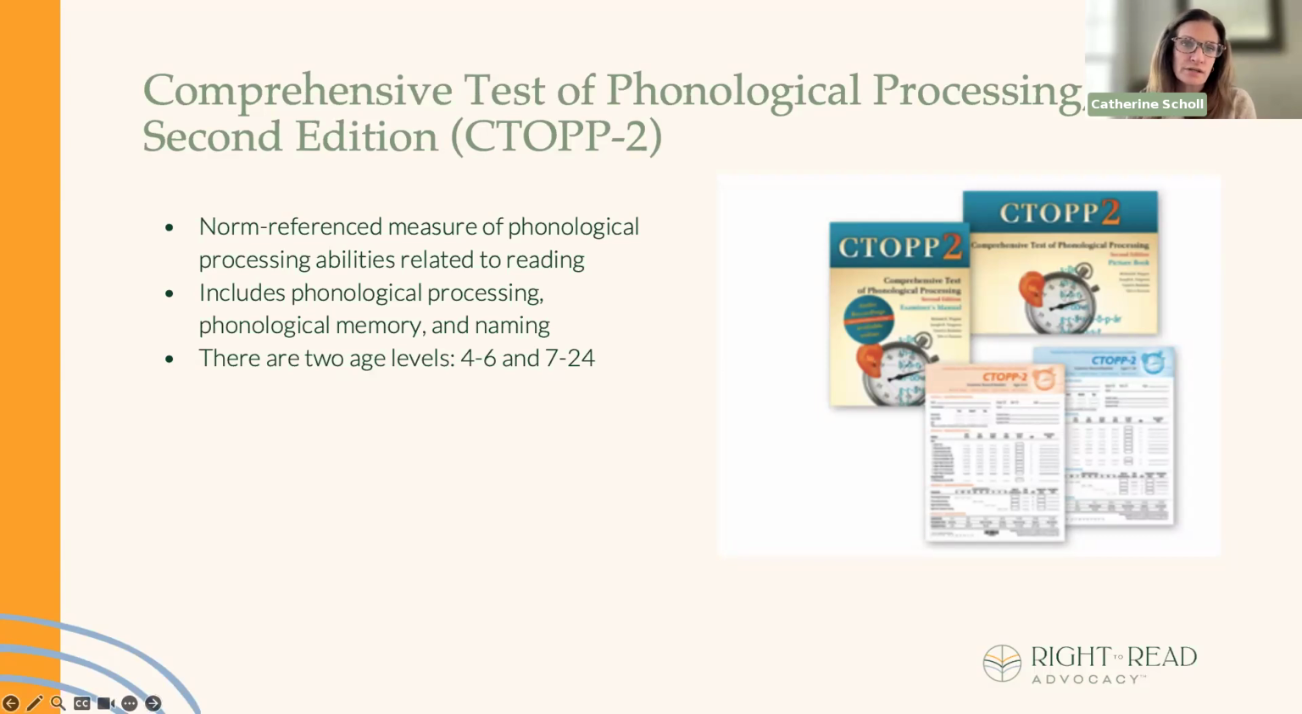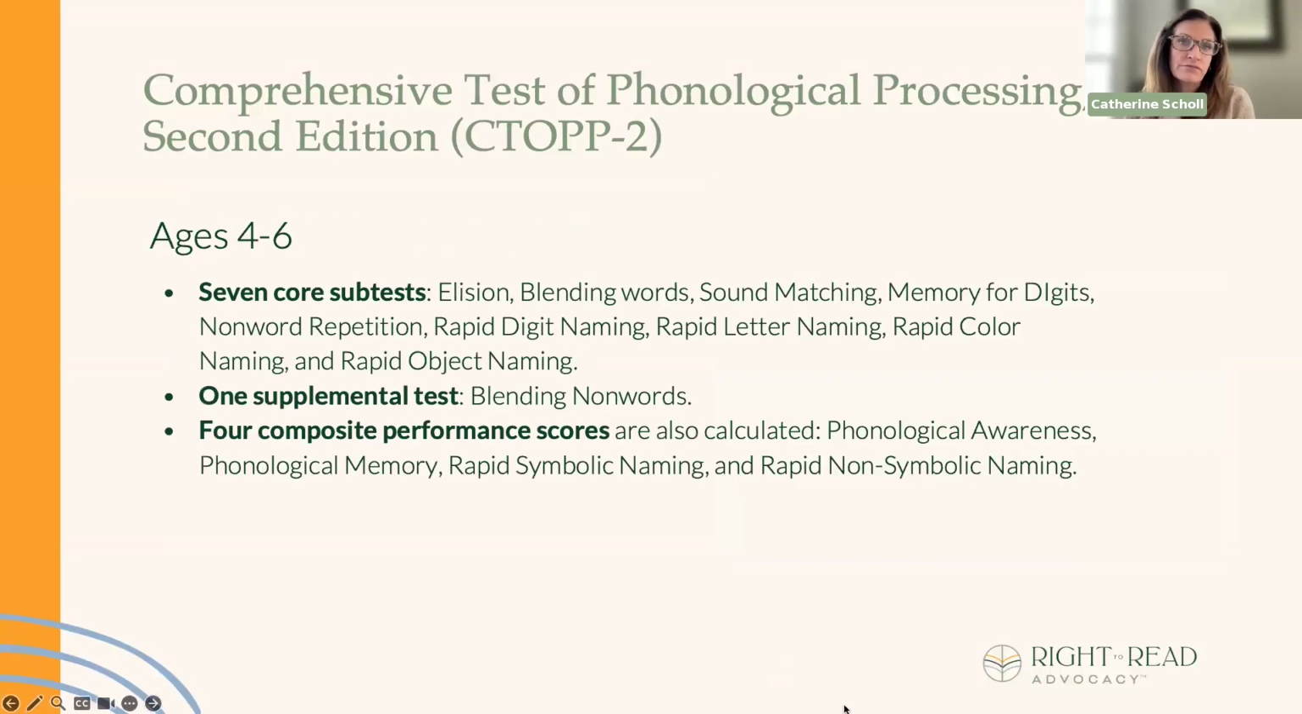It includes memory skills, and it also includes phonological naming. There are 2 different versions of the CTOPP. We have 2 age levels, 4 to 6, and then 7 to 24. So each version is going to test different skills. Phonological awareness is really the building blocks of reading. And we're going to get into that in a second.